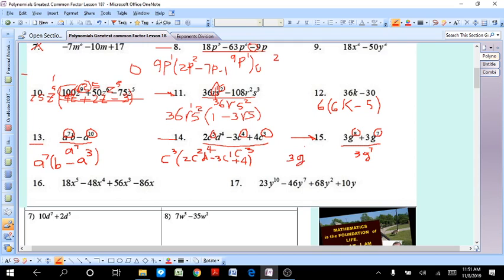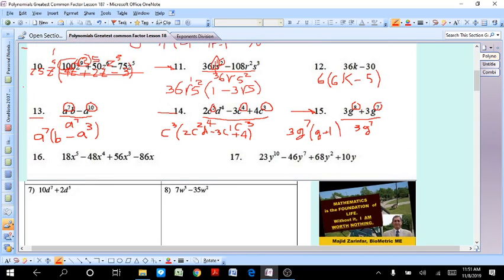Good question. And now what do we have? 3 divided by 3 is 1. 8 minus 7 is 1. This is g. And 3g to the 7th divided by 3g to the 7th goes to 1, plus 1. So that is the answer for number 15.